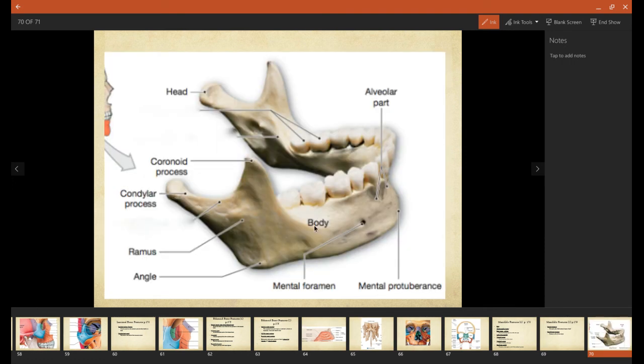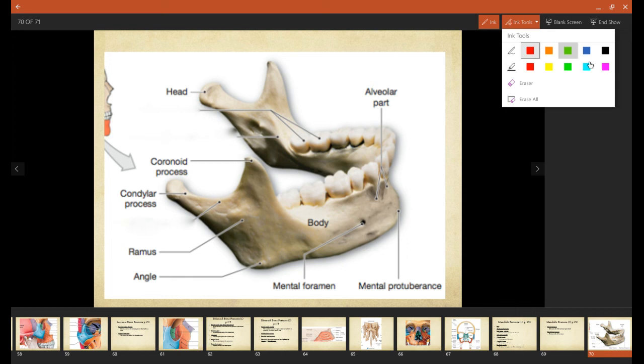So as we take a look here, here's the body, just this main portion. The alveolar border or portion right here is just where the teeth are sitting in. Mental protuberance is going to be your chin. Mental foramen are just the holes on either side of the chin. Here's the angle of the mandible.